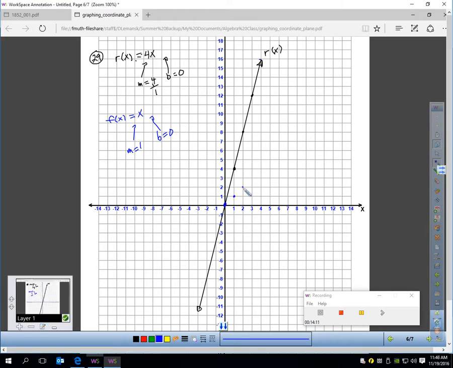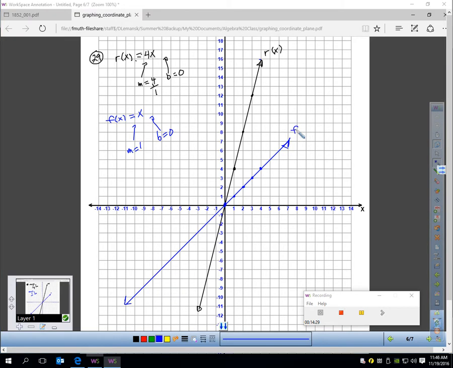The parent function is always the same. The y-intercept is 0, and the slope is 1. Let's draw that line. So I'm going to take my ruler out, and I'm going to draw that line. I'll do that in blue. And let me label this then f of x.